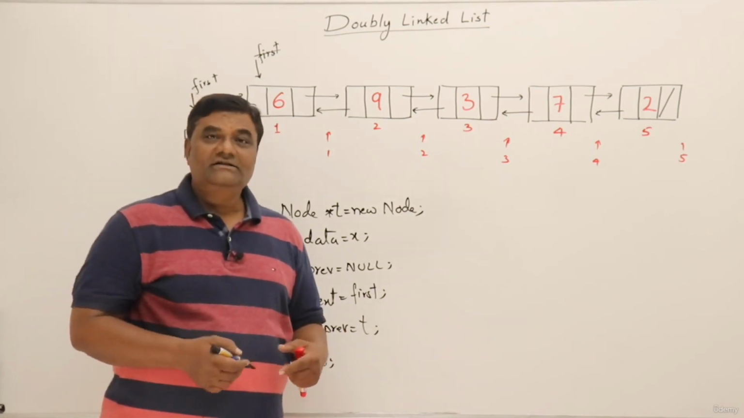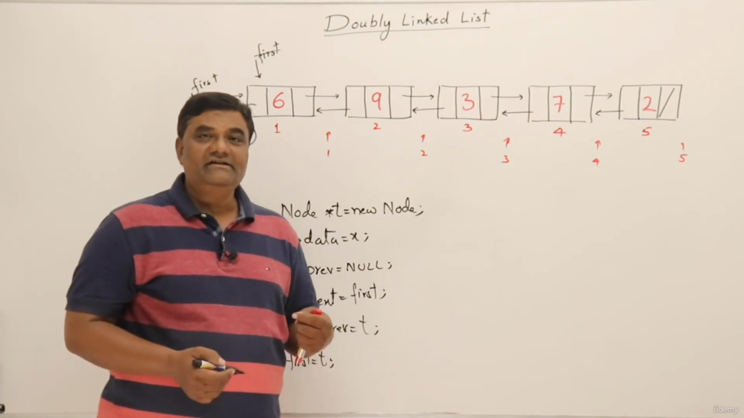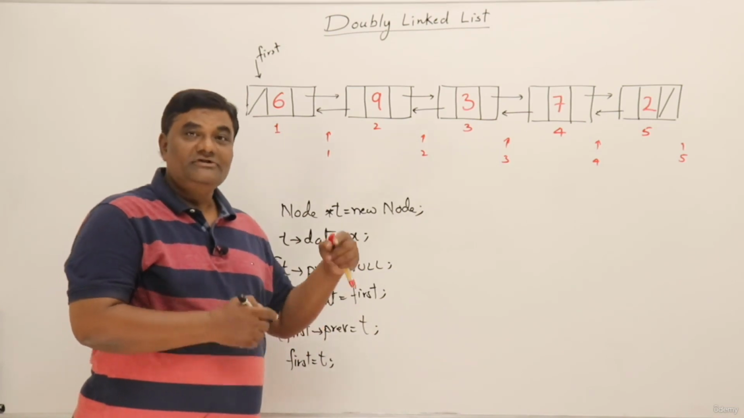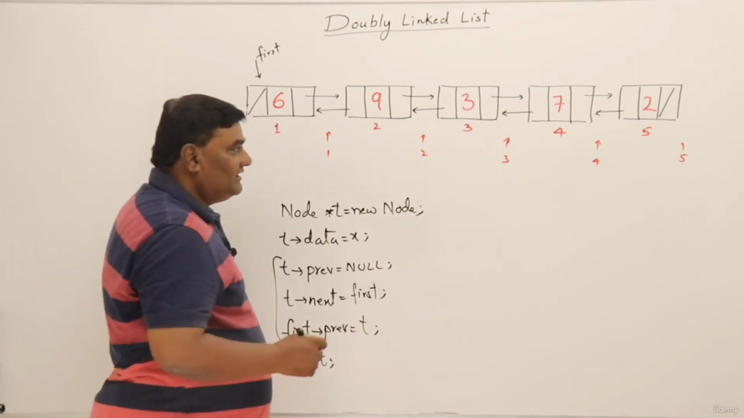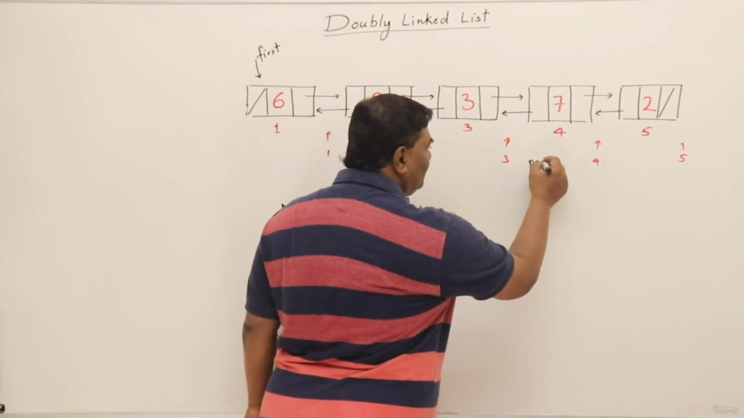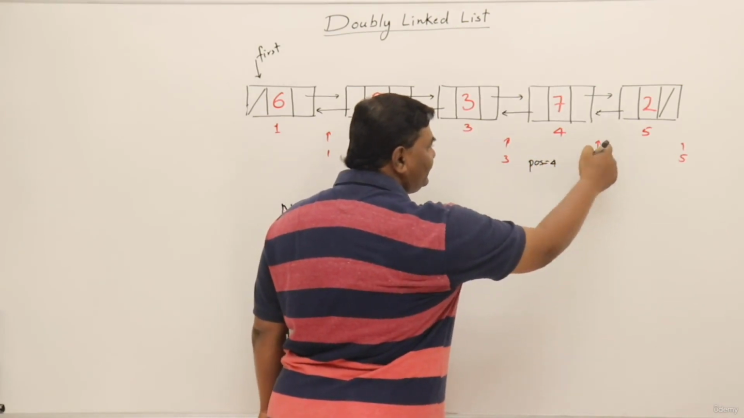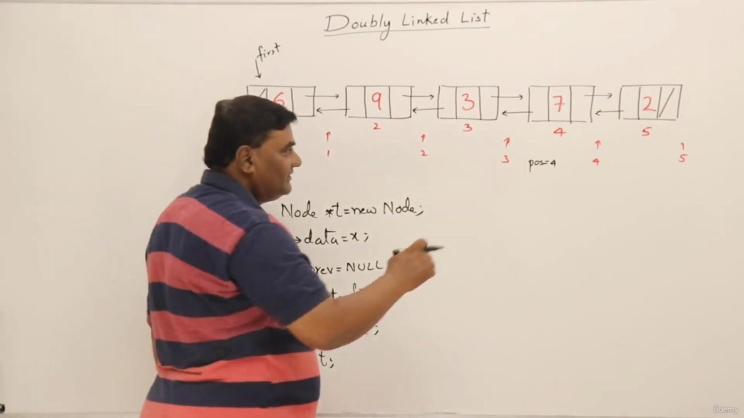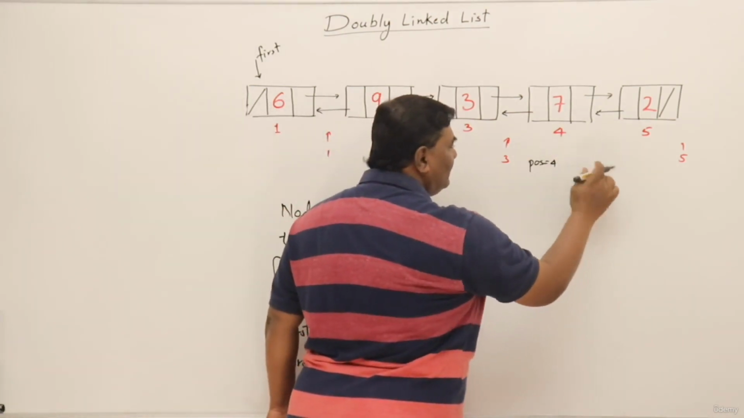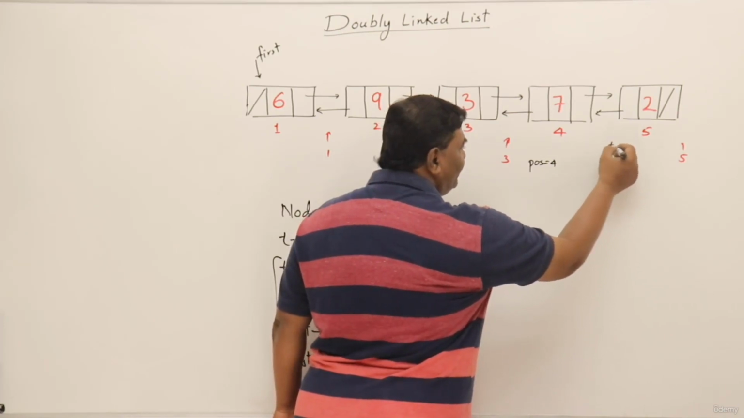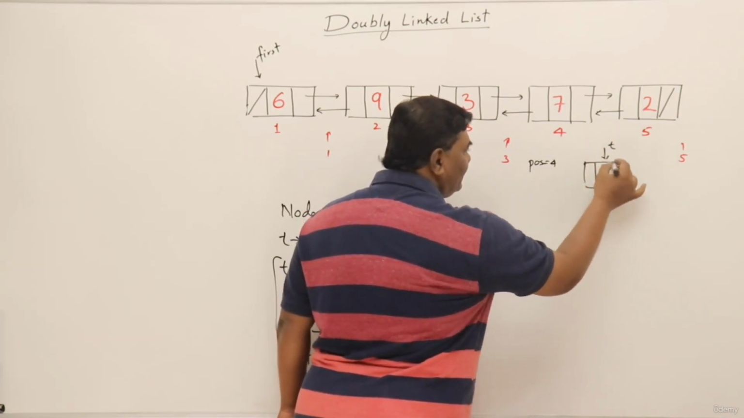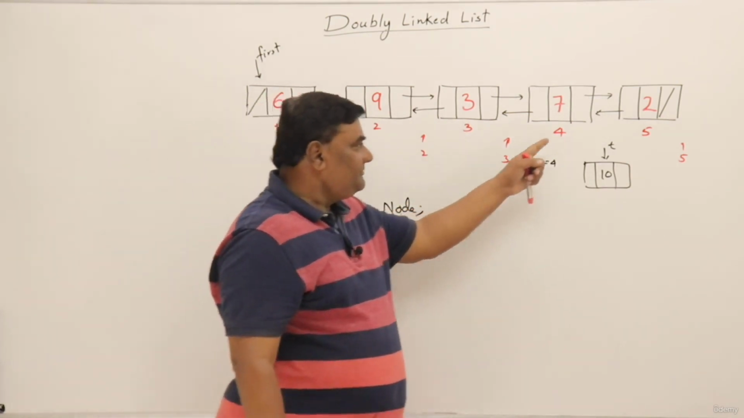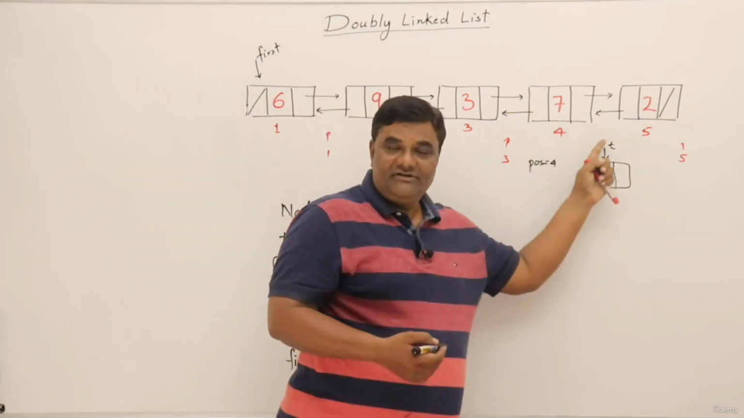Now let us look at another case, second case, inserting at any given position. I want to insert a new node at position 4, that is index 4. So if position is 4, so here I want to insert a new node. So let us see what are the steps required for doing this one. First of all, create a new node with a temporary pointer, say T, and fill the data here. Now this node should come in between 4th and 5th node or after 4th node.